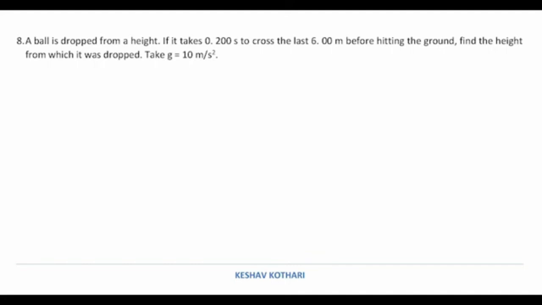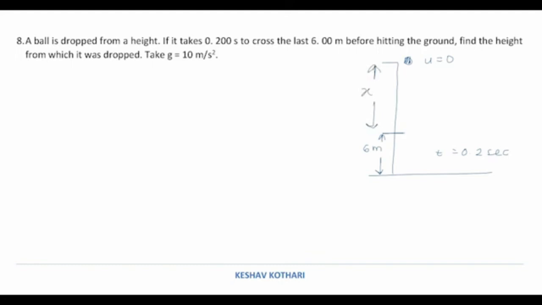So we can understand it like this, that the ball was dropped from a particular building or a tower, and it covered the last 6 meters in a duration of 0.2 seconds. So we have to determine the height from which it was dropped. So if I take this as x, the total height is going to become x plus 6.